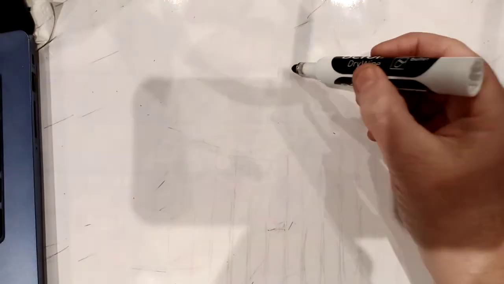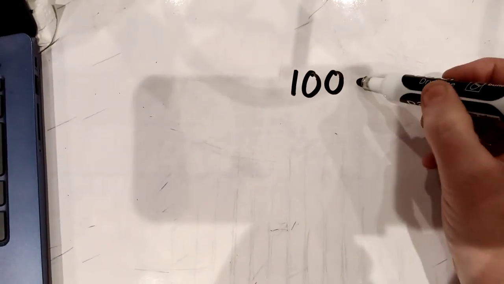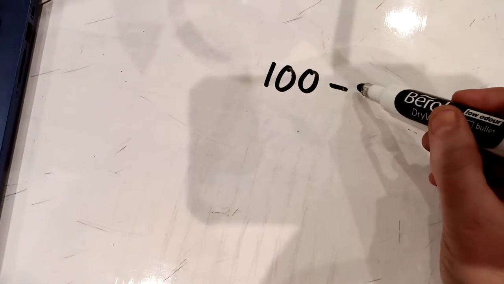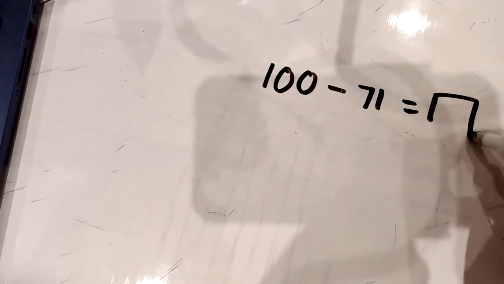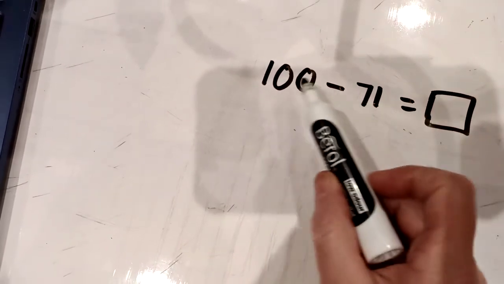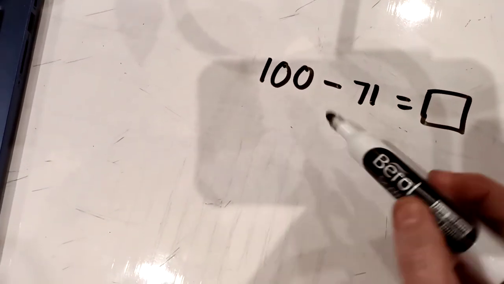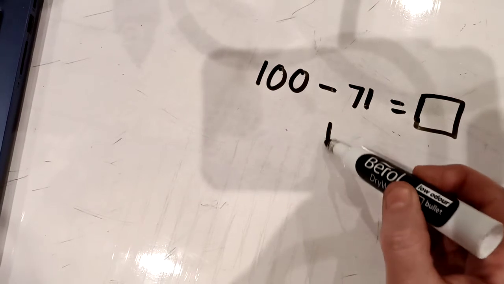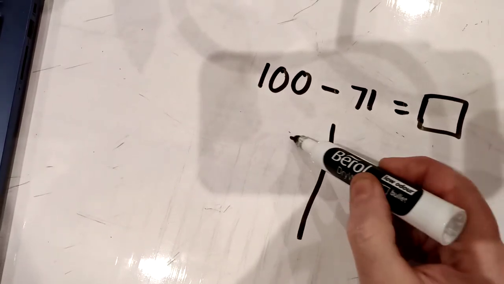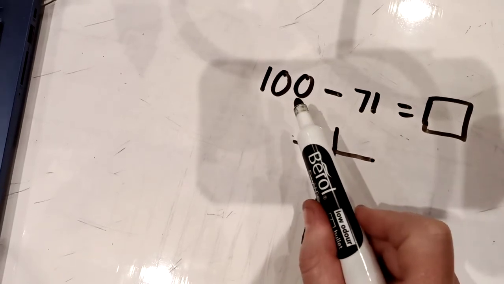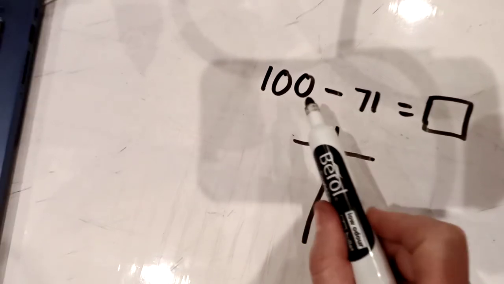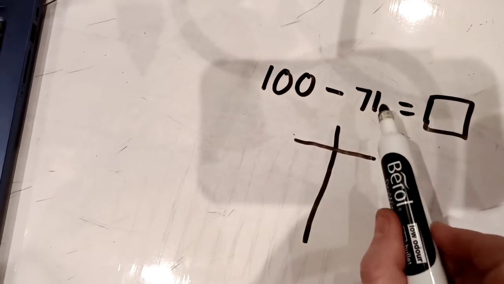Another question on Clic 9 is friends to 100. So you know that if they ask you something like this, 100 take away 71 equals, it's a friend to 100 one. And we do these sums by using the sword method. Do you remember? Which number do we start with though? Well, it can't be that one, and it can't be that one because I don't know it. So it's got to be the 71.